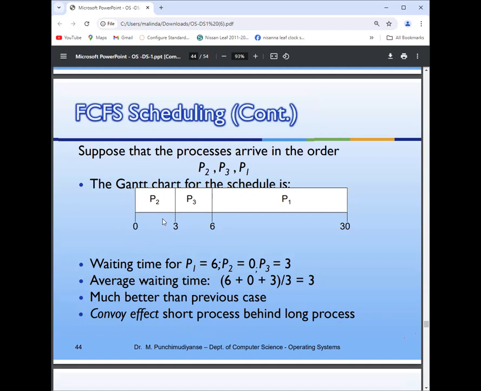Hope you have understood this first come first serve scheduling, right? Now understood? Yes, sir. Right. Thank you. Right. Give me 1 minute, please.